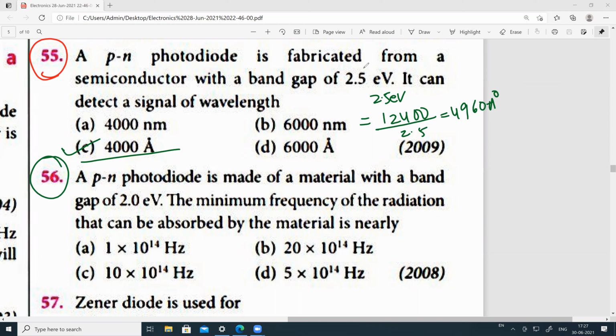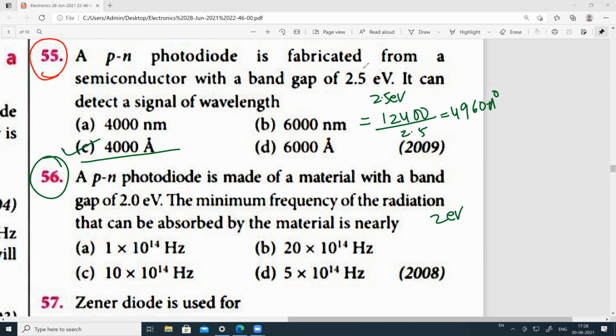Next, 56th one. A PN photodiode is made up of material with a band gap of 2 electron volts. The minimum frequency of the radiation that can be observed by the material is nearly 1 into 10 to the power of 14, 20 into 10 to the power of 14, 10 into 10 to the power of 14, 5 into 10 to the power of 14. So here for 56, band gap is 2 electron volts.